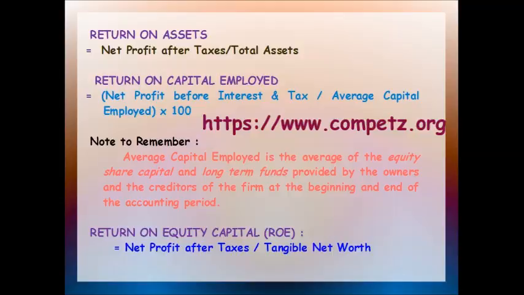Tip here, average capital employed means your average of the equity share capital and long term funds provided by the owners and the creditors of the firm at the beginning and the end of the accounting period. The next ratio comes your return on equity capital. This is also a very important ratio, friends. Return on equity, how much return you are getting on equity. So net profit after taxes divided by your tangible net worth.